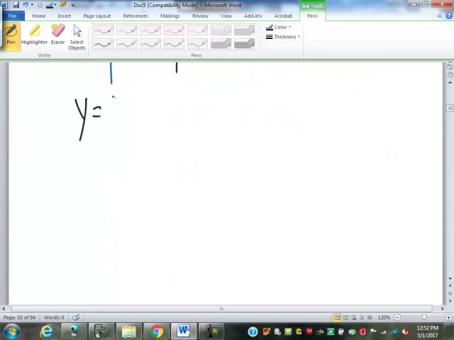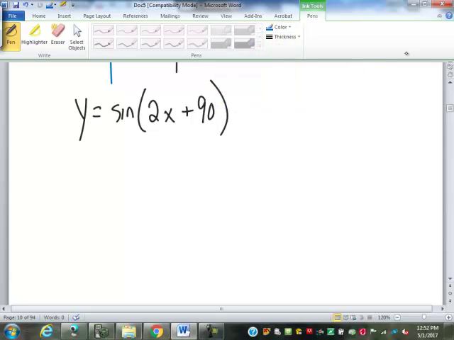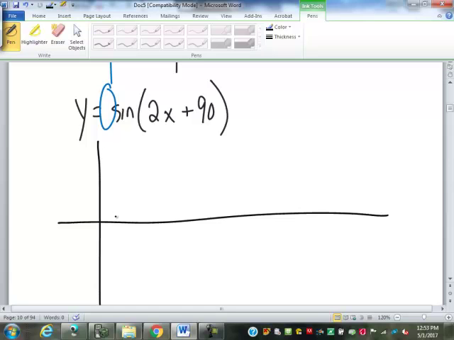Let's say I give you y equals, I'm going to leave the amplitude off for now, sine of 2x, and I'm going to put this in as positive, plus 90 degrees. Well, the first thing I know here is the 2x means what? Not the amplitude, the amplitude would be in front of the sine. What the 2x means is there are 2 cycles every 180 degrees, right? Or not 180, 2 cycles every 360.